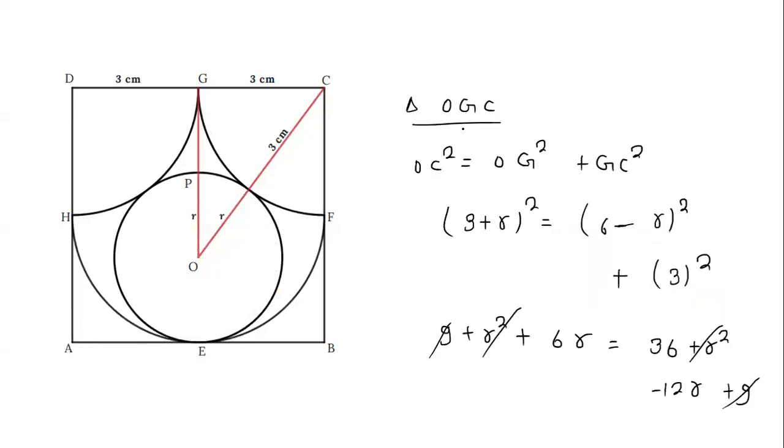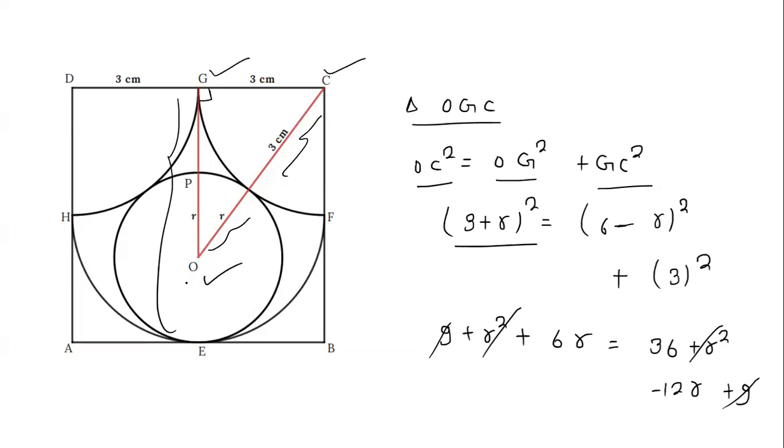Now look at the triangle OGC. O is this point, G is this point, C is this point. In this triangle, this is a 90-degree angle, so this is a right angle triangle, and we can apply the Pythagorean theorem: OC square is equal to OG square plus GC square. OC is 3 plus R, whole square. OG you can calculate: this whole length is 6 and this distance is equal to the radius, so the remaining distance is 6 minus R. So it is 6 minus R, whole square, and this distance is 3, so it is 3 square. From here you can solve this.